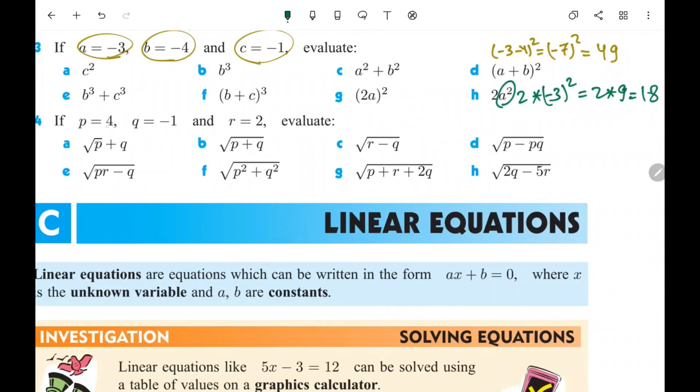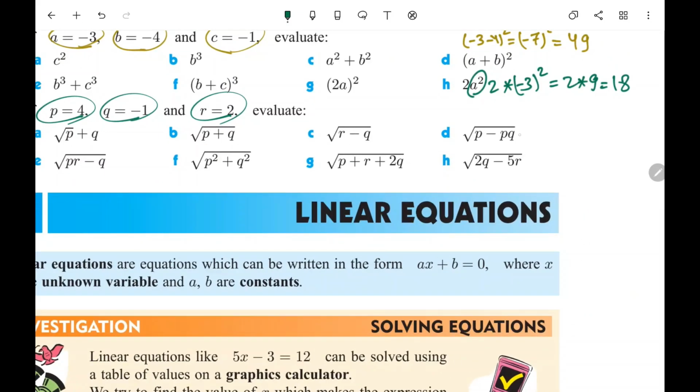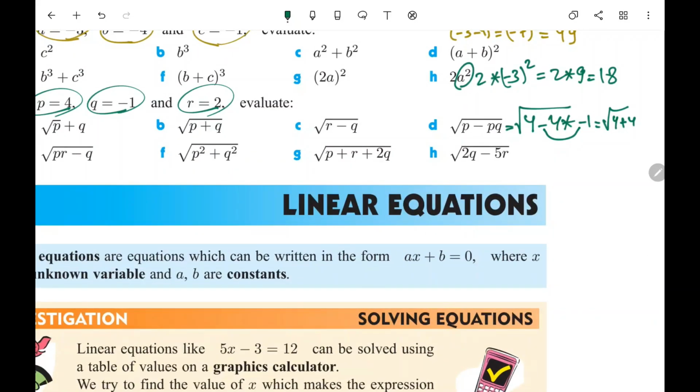Here we have P equals 4, Q equals negative 1, R equals 2. So we have square root of P squared minus 4 times P times Q, negative 1. It's going to equal square root of 4 plus 4. Here we have negative times negative will equal positive, and 4 times 1 will equal 4. So it's going to equal root 8.